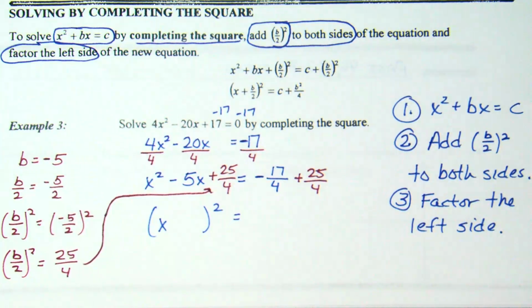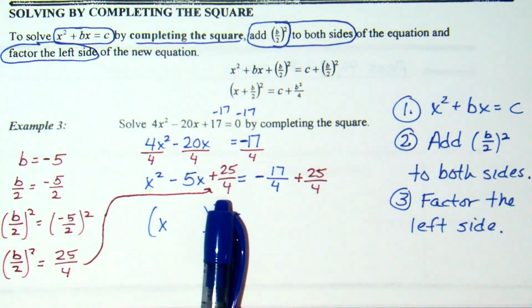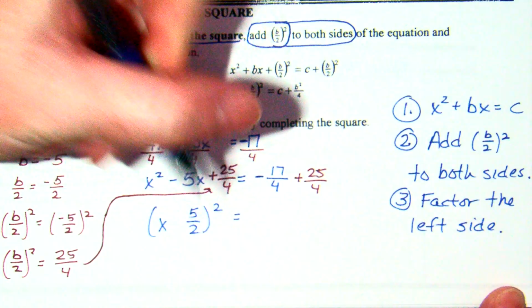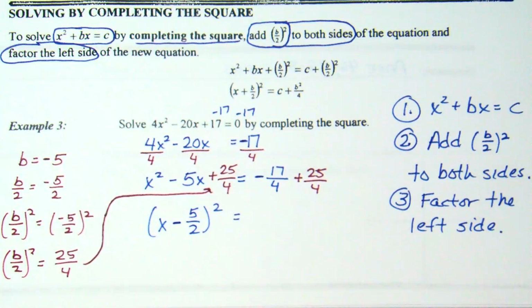Last term, 25 fourths. What is the square root of 25 fourths? 5 over 2. What's my middle sign up here? Minus. So that factors into x minus 5 halves, quantity squared.